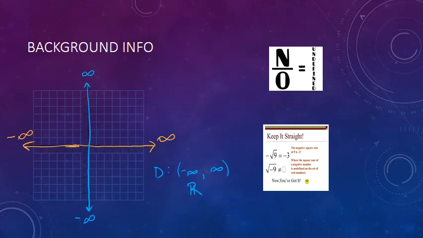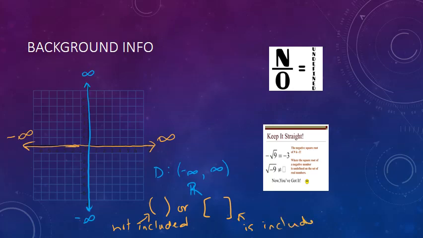Also, let's talk brackets. The brackets can be either parentheses like this or brackets like that, or a combination of them. So what's the difference? Parentheses means that whatever number is beside the parenthesis is not included in your answer. Where a bracket is where it is included.